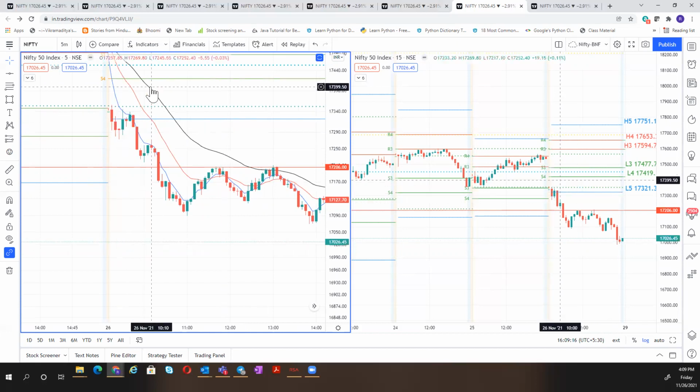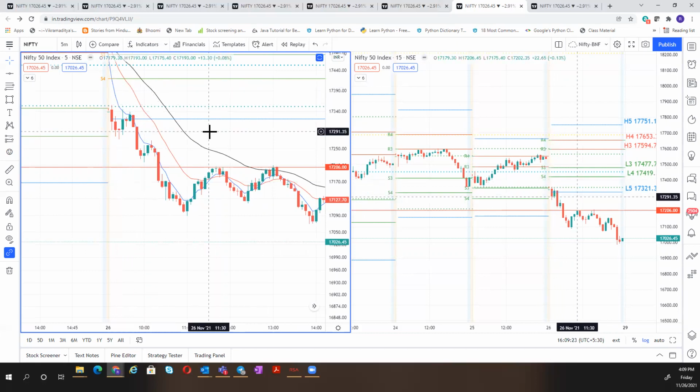None of the masters use this triple EMA. Triple EMA is very elementary. They use either the 20 EMA. Al Brooks uses the 20 EMA. Some people don't use any EMA. But anyway, to cut the conversation short, to figure it out, this is the price action.